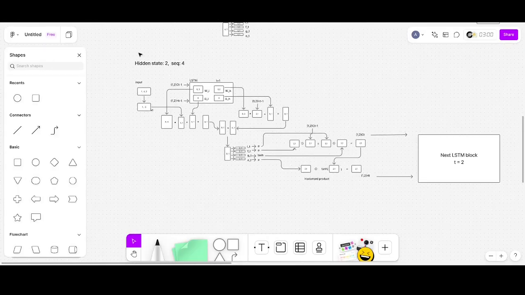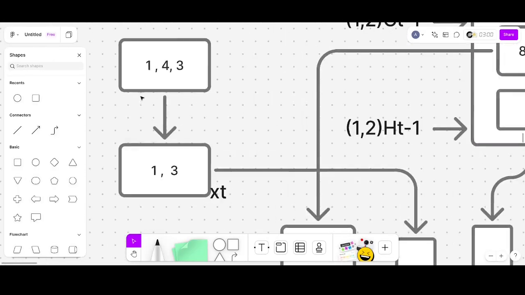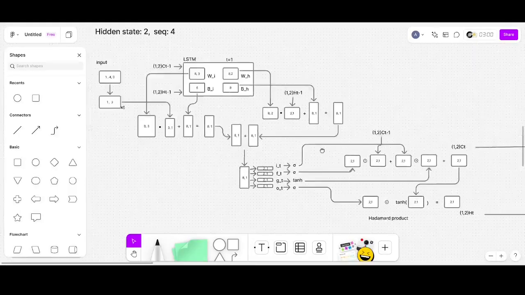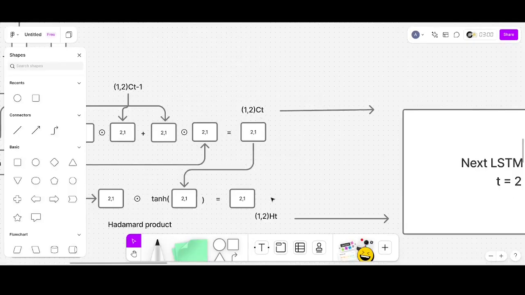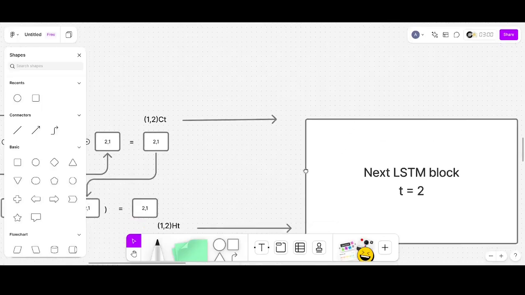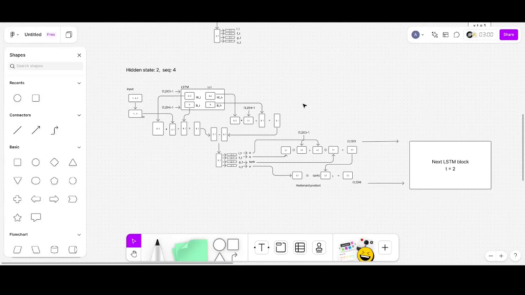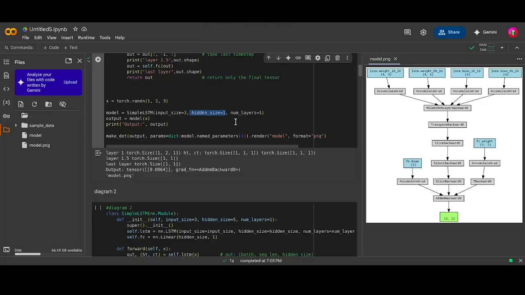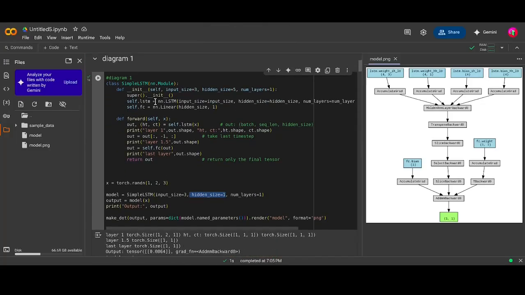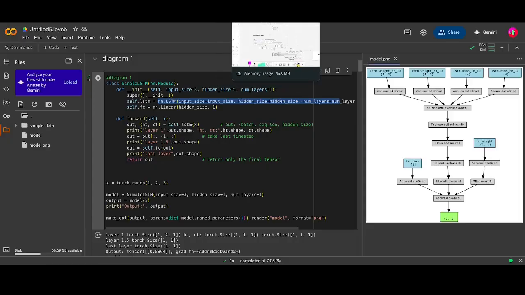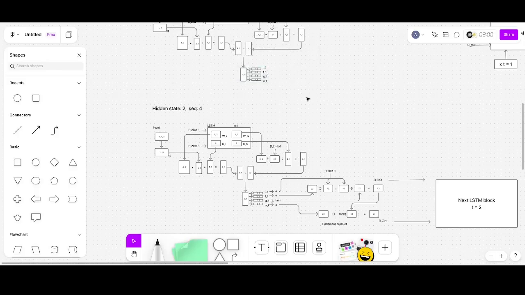So basically what happens is all of this input gets processed, and then it sends off the CT and the HT to the next block, time 2. I'm saying next block, but I want to make sure whenever you're initializing an LSTM block, it's just one LSTM block. This just means I have one LSTM block. These are not multiple blocks. I have to emphasize that because I was confused about that for a very long time.